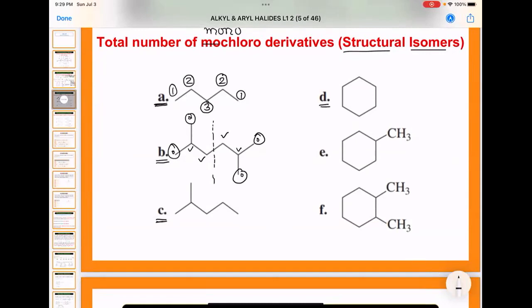How many monochloro derivatives will you get from D? 3. How many? 3. From D? Yes. From D you will get only, sir, 4. 4. Yeah, sir, 4. Samira and Nabil Khan, would you like to try?